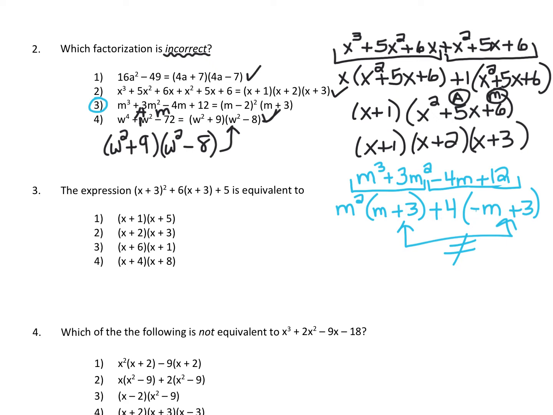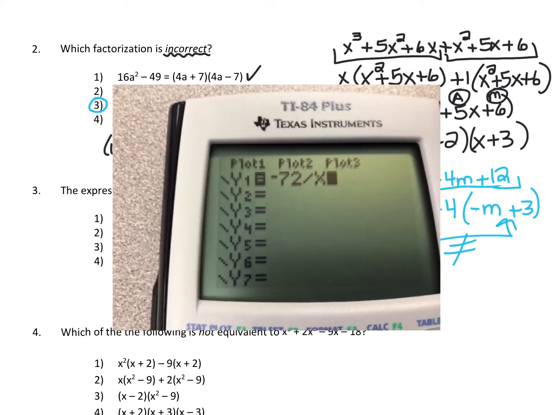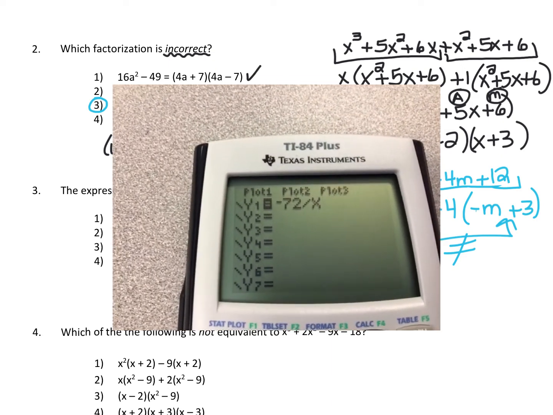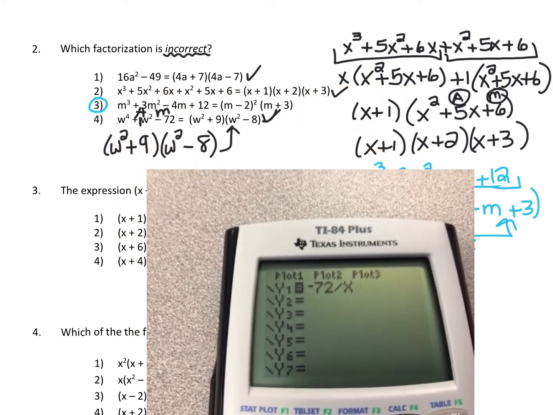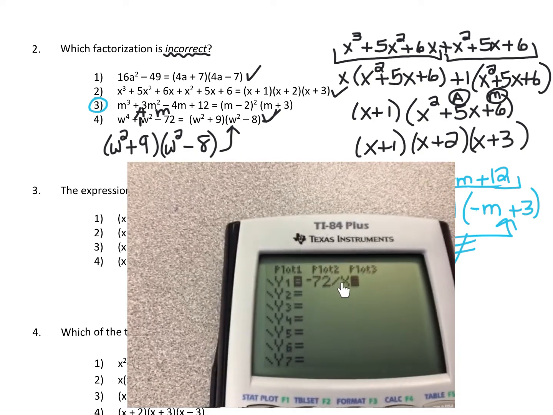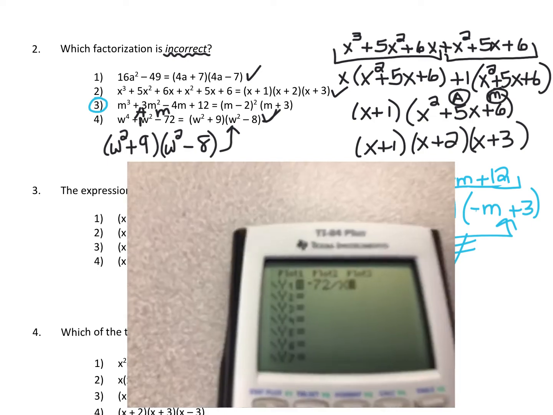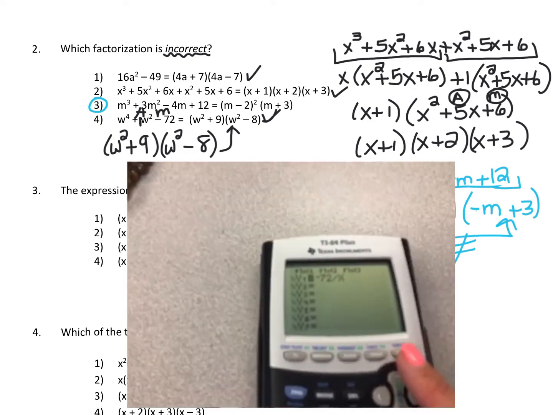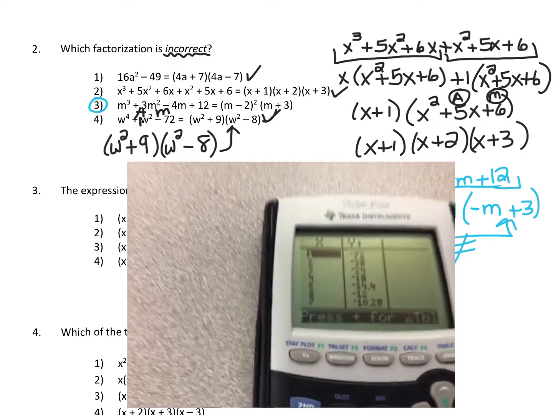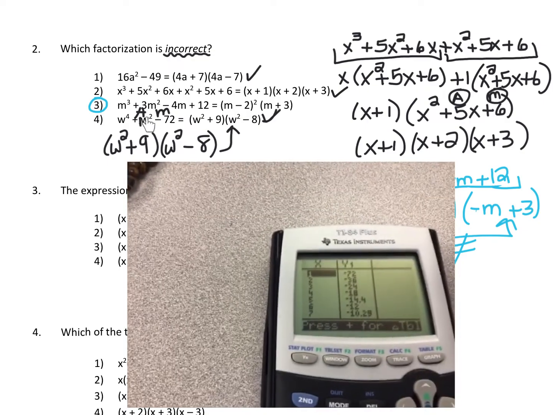I just wanted to point out also in the calculator, if you have a really hard time coming up with 2 numbers that multiply to negative 72 and add to positive 1, you can go to y equals in your calculator and plug in negative 72 divided by x. Then you would hit second graph to go to the table of values, and you would scroll up and down until you found a pair of numbers that adds to positive 1.